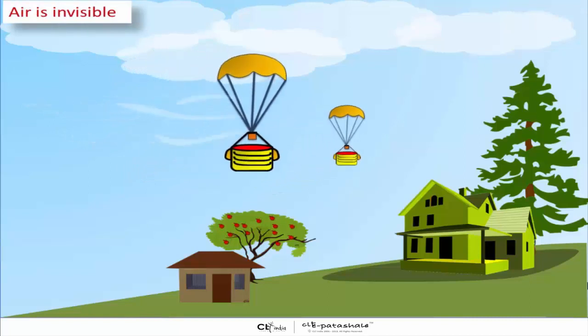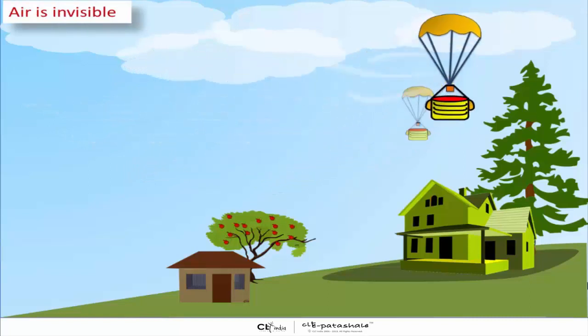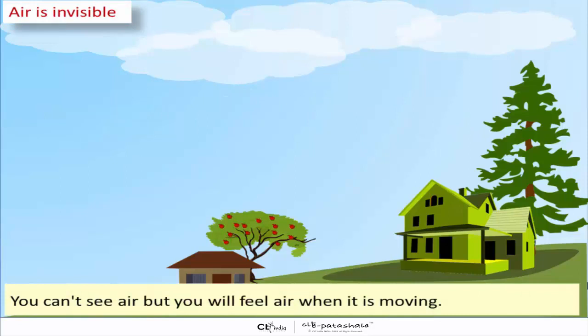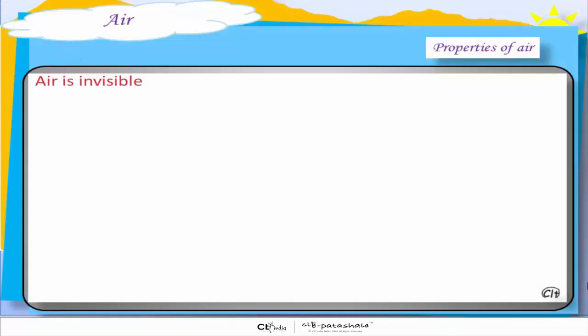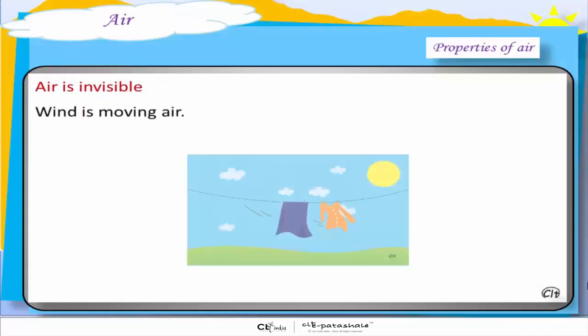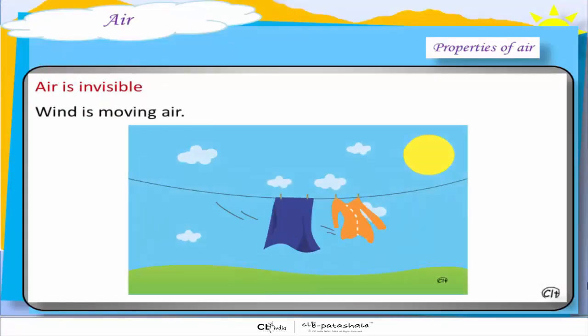Air is invisible. It is all around us. You cannot see air, but you will feel air when it is moving. Wind is moving air. So when you hang your clothes to dry on your terrace, you can see the clothes moving. That's air in action, in the form of wind.